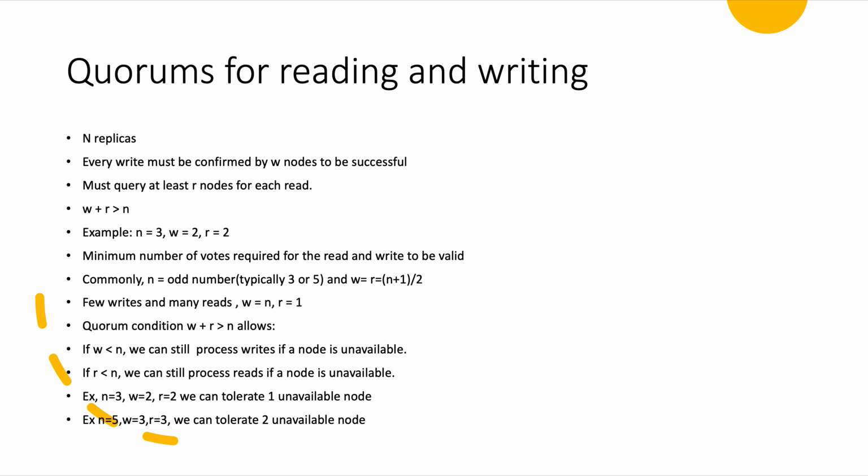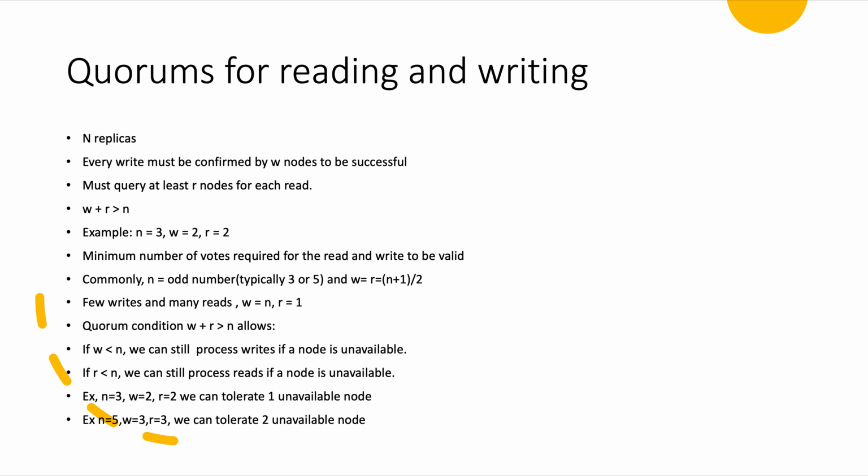Thus, if we read from at least 2 replicas, we can be sure that at least one of the two is up to date. So if the third replica is down or slow to respond, we can return an up-to-date value. If we generalize this concept, if there are n replicas, then every write must be confirmed by W nodes to be successful, and it must query at least R nodes for each read. Thus, W plus R should be greater than n.